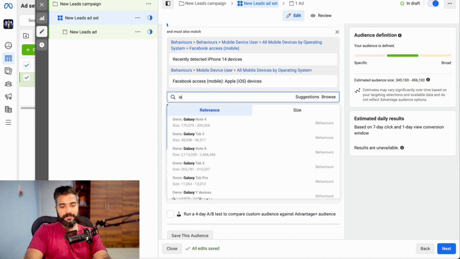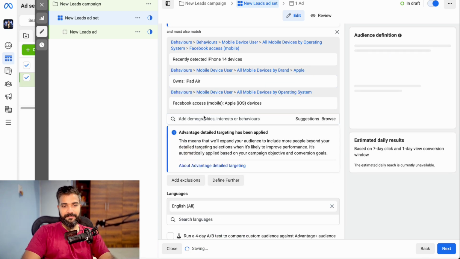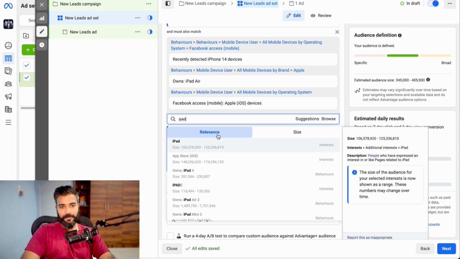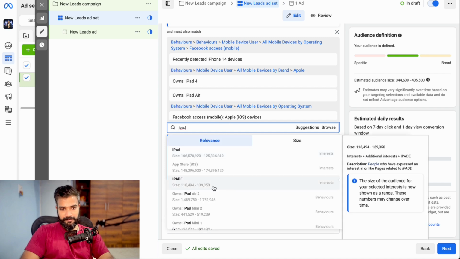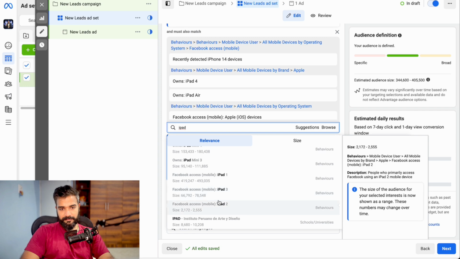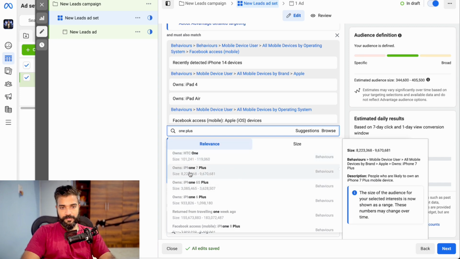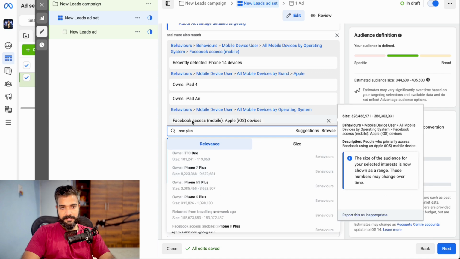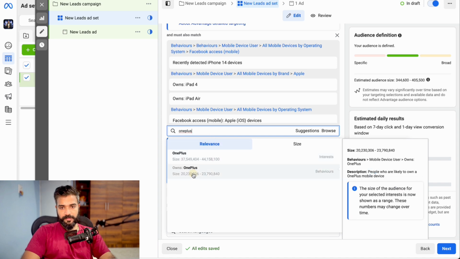See, it has already reduced. We can do an iPad thing. Definitely they would have an iPad. Owns iPad Air. There we go. We want people who own iPads. Owns iPad 4, iPad mini 3. Facebook access with iPad might be a thing, but these are old models. We don't want these, right? OnePlus. OnePlus is a pretty good phone. Owns OnePlus. There we go.